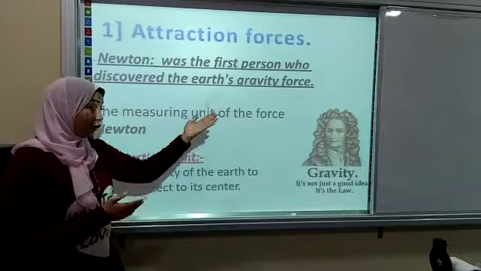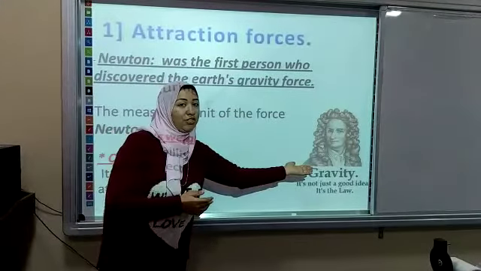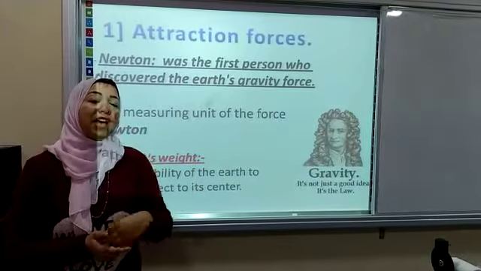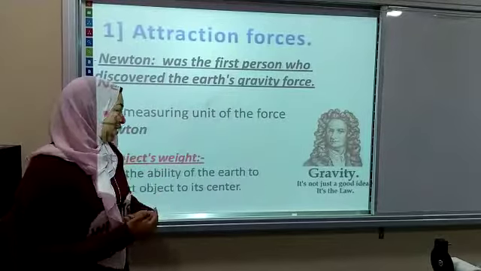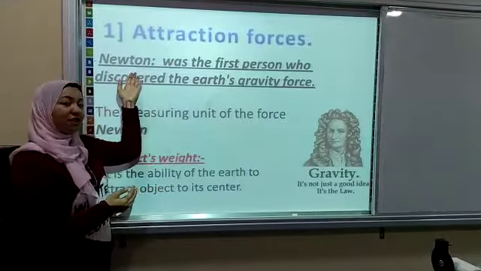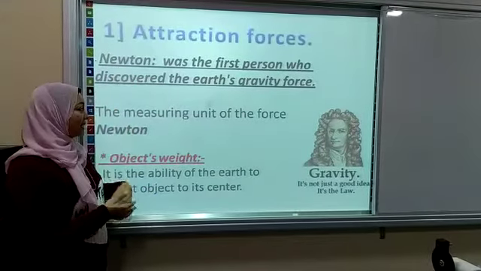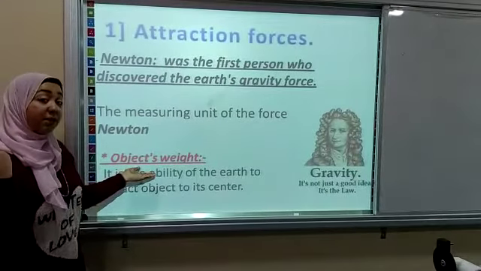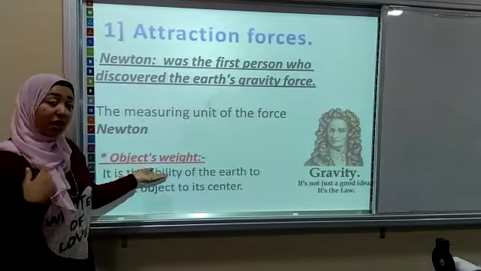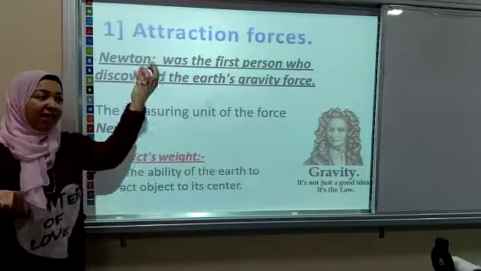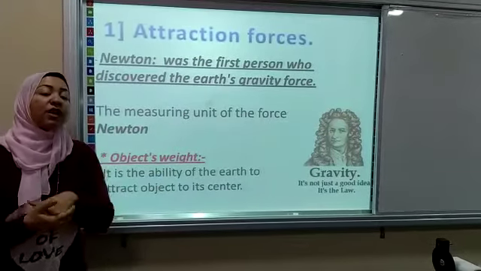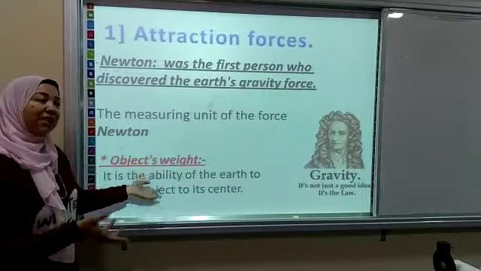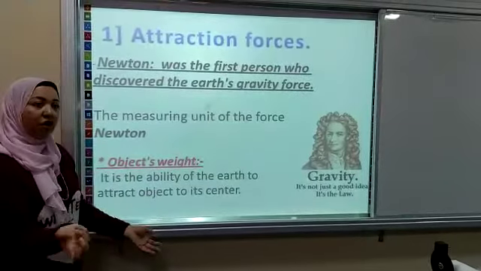The attraction force, of course, was discovered by Isaac Newton. He is a great scientist who discovered the attraction force when an apple fell on his head. And this gravitational force is called the object weight, from primary 6. If you remember, the object weight. What do I mean by the object weight? It is the gravitational force of the earth to attract the object to its center. So, again, what is the object weight? The ability or the attraction force of the earth to what?